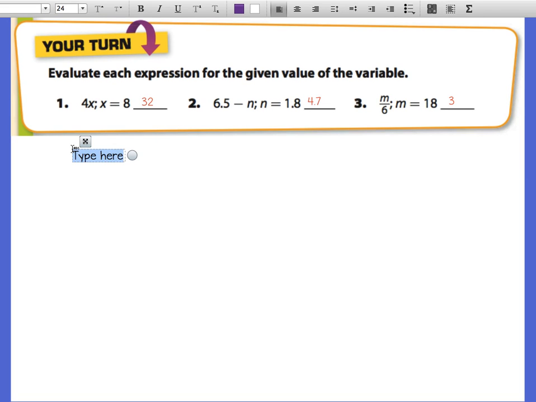because you should have seen that you do 4 times x, which would have been 4 times 8, and that would have given you 32. And then here you would have done 6 and 5/10 minus 1 and 8/10, and that would have given you 4 and 7/10. And then here you would have done 18, and you would have divided that, because 18 over 6 means 18 divided by 6, and that would have given you 3.